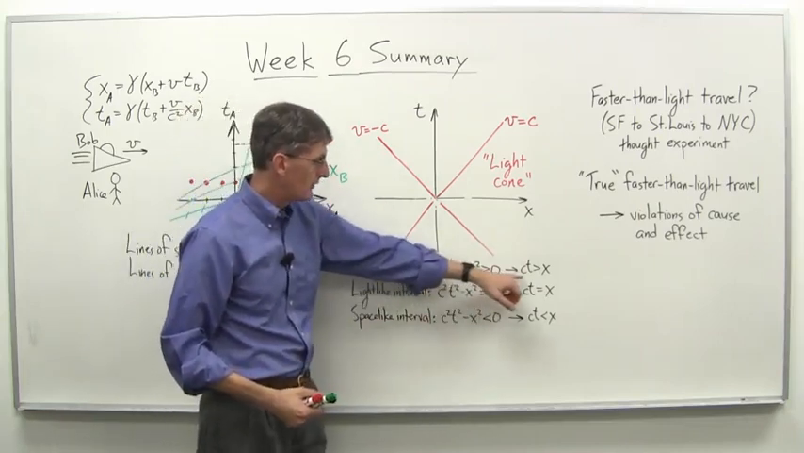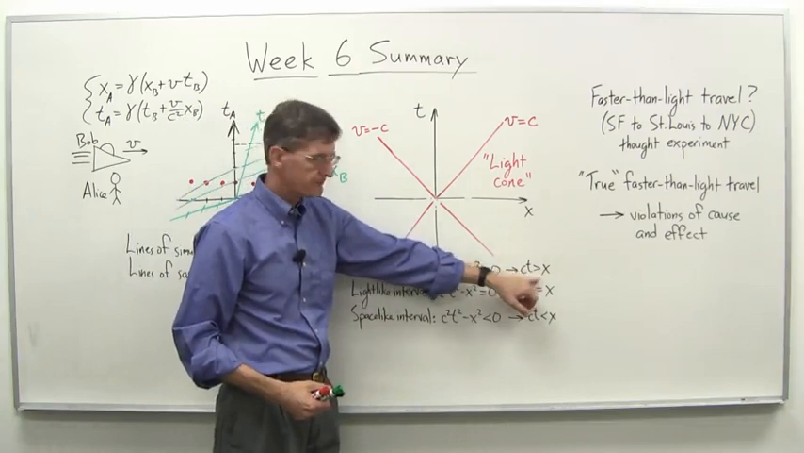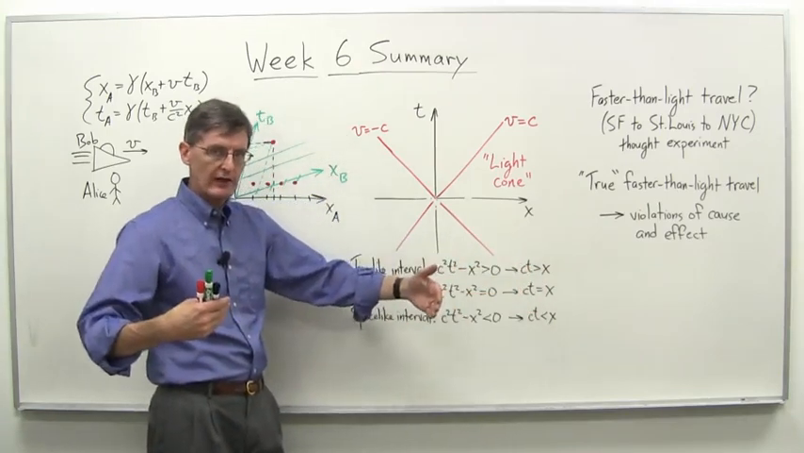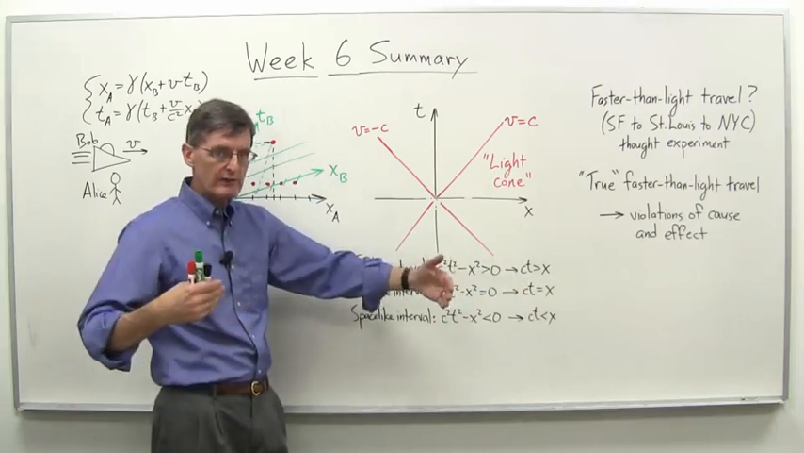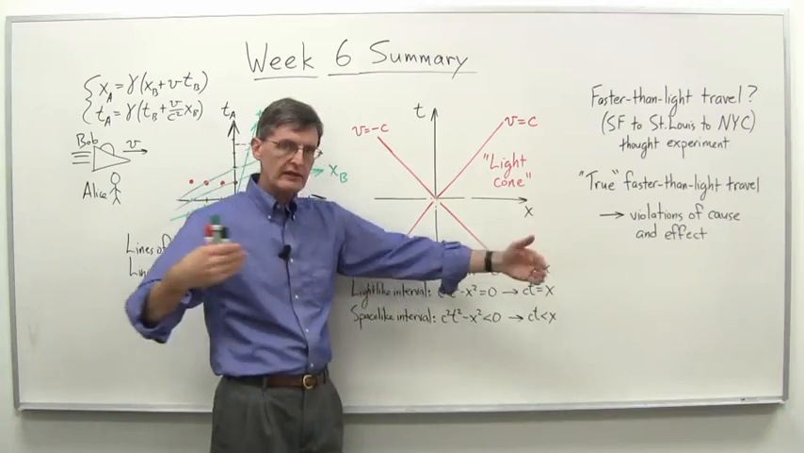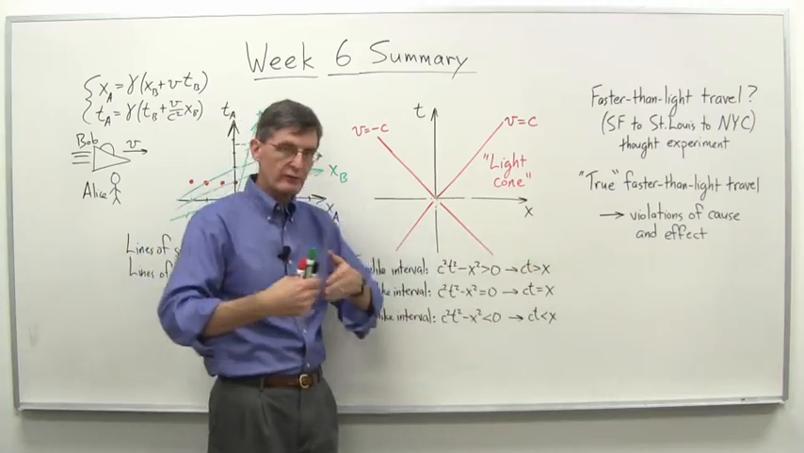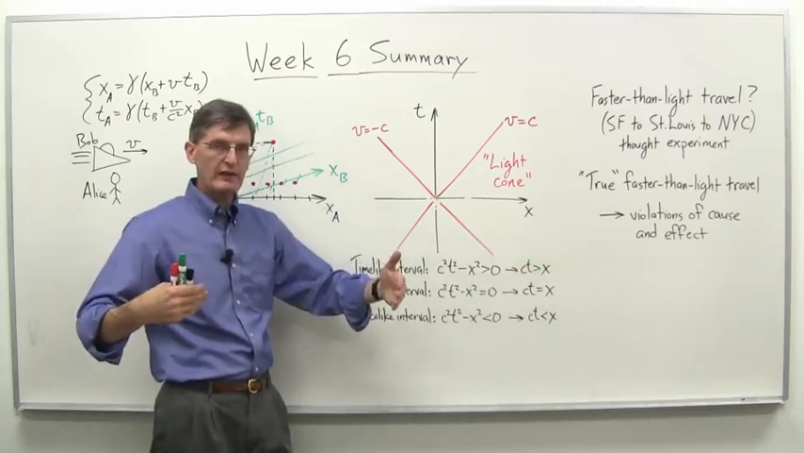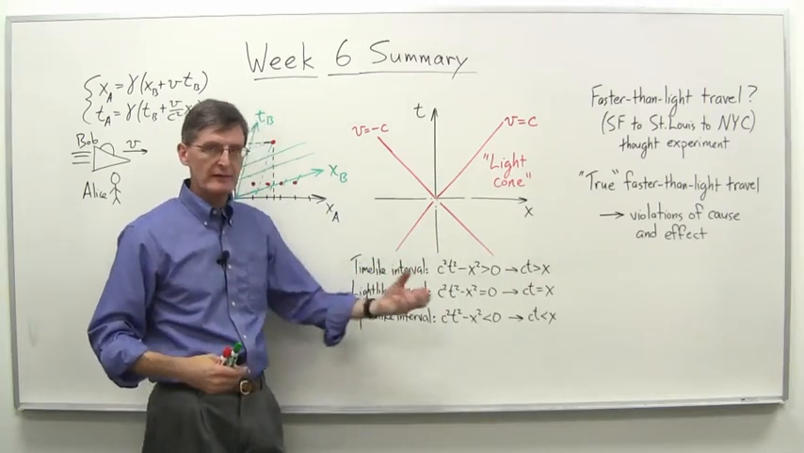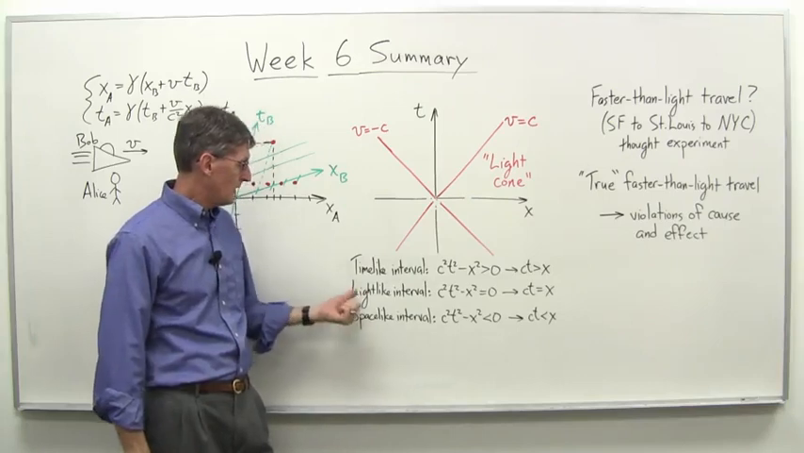And what that means is ct is greater than x. If you think about it, c times t is the distance light can travel. If that's the ultimate speed limit, we can't go faster than that, then if the distance light can travel is greater than the distance we actually want to go, then yes, we can get there, in principle at least, assuming we can travel up to some speed less than the speed of light.